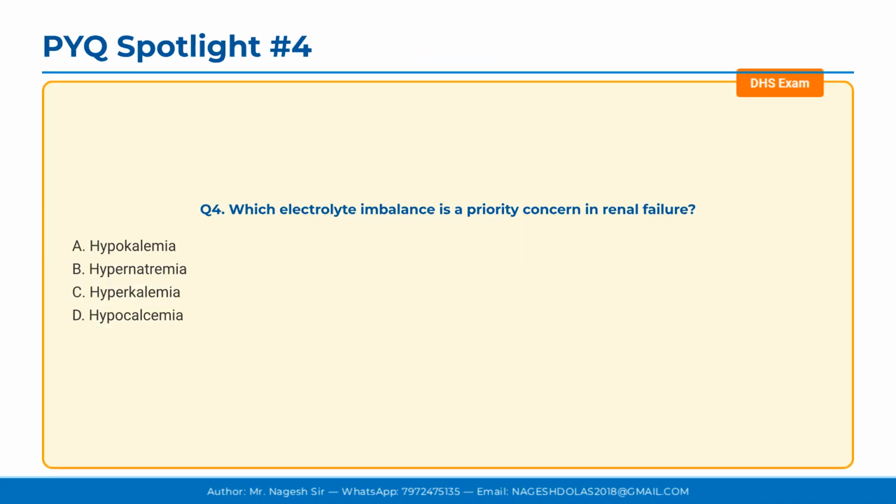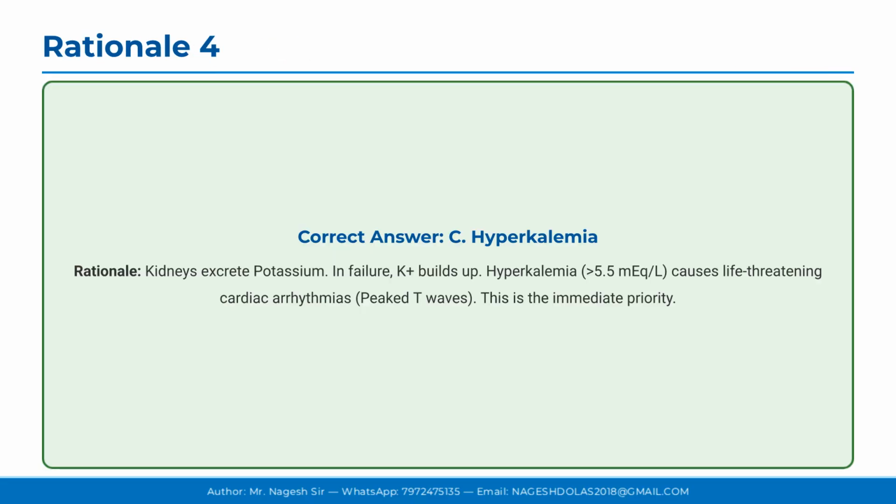PYQ Spotlight number 4. Which electrolyte imbalance is a priority concern in renal failure? A. Hypokalemia, B. Hypernatremia, C. Hyperkalemia, or D. Hypocalcemia? The correct answer is C. Hyperkalemia. Since kidneys excrete potassium, failure causes high potassium levels, which can lead to life-threatening cardiac arrhythmias. This is the immediate priority.